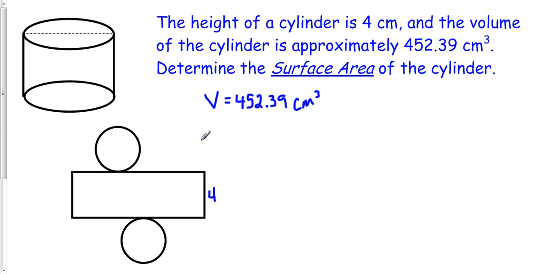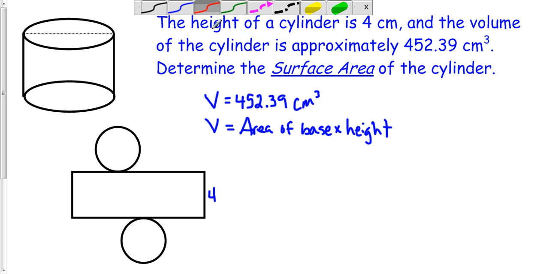Okay, so if they give me the volume, I'm going to write down the volume formula. The volume we've talked about is the area of the base times the height. So what do we know in this equation? We know the volume that's given to us. We know the height. The only thing that's missing is the area of the base. So let's plug some stuff in and solve for the area of the base. This isn't going to give us the surface area, but we're going to get a step closer.